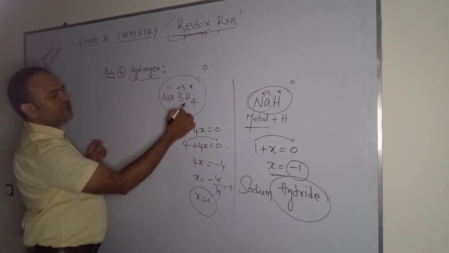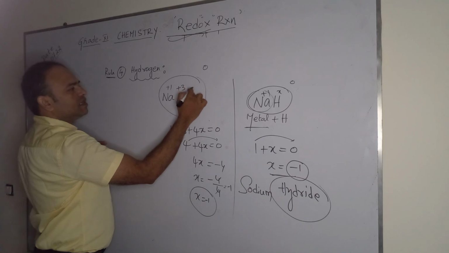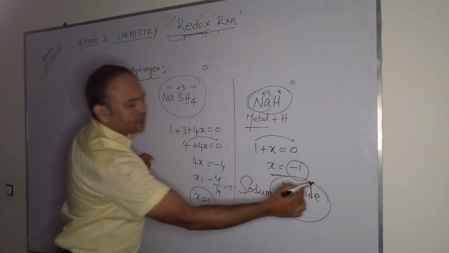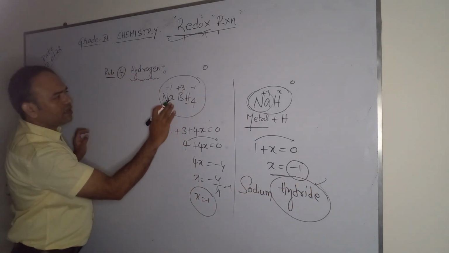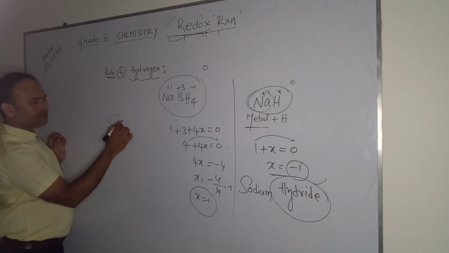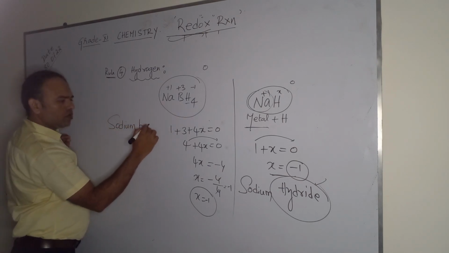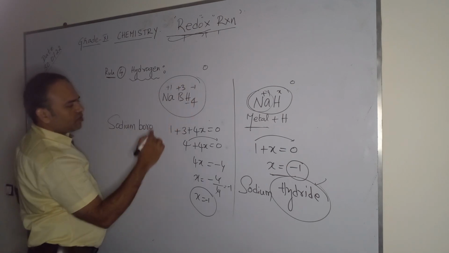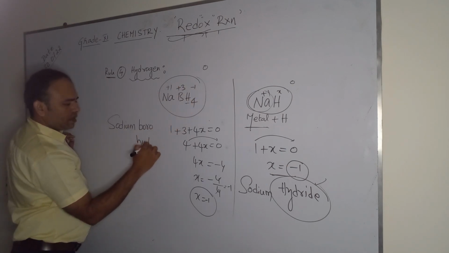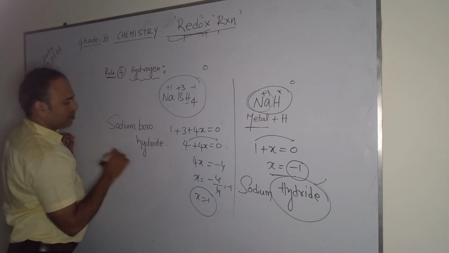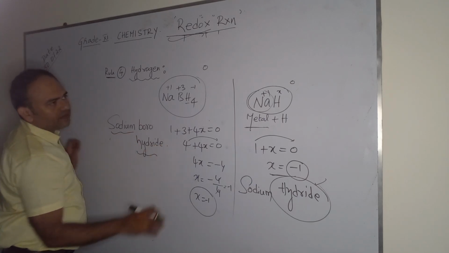If hydrogen gets minus 1 oxidation state, you call that hydride. Therefore, I will write like this: sodium, this is boron, so boro, H is having minus 1, I will write it as hydride. So hope you have understood this.